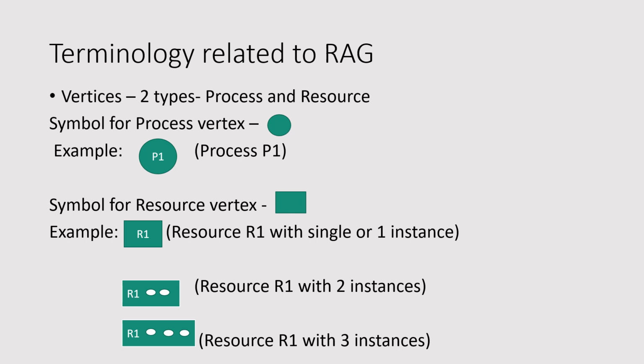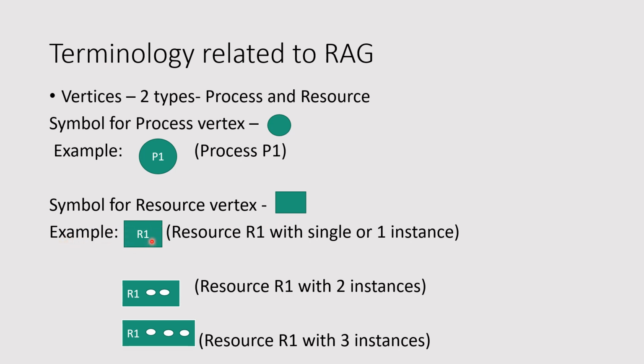As you know that we are talking about a graph, so a graph consists of some vertices and some edges. So vertices in RAG are of two types: process and resource. And symbol for a process vertex is used as a circle. Like in this example, and this is representing some process P1, and the other vertex which is used in this graph is the resource vertex, and symbol for this is this rectangle. Like in this example, this is some resource which is R1.